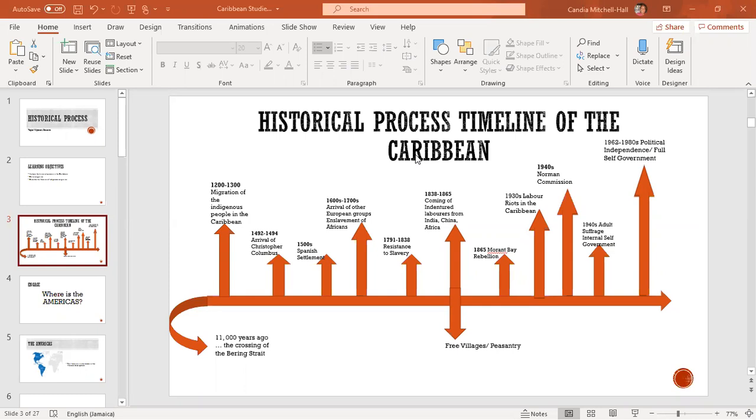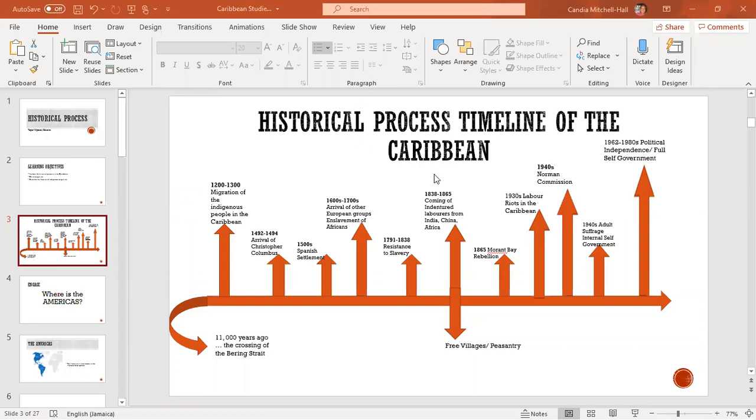A resistance to slavery. Now, 1838 was the end of slavery in the British Caribbean. So the British Caribbean includes countries like Jamaica, Barbados, Grenada, St. Lucia, St. Vincent. Slavery was abolished in those territories in 1838. Others, it was abolished a little later or way later.